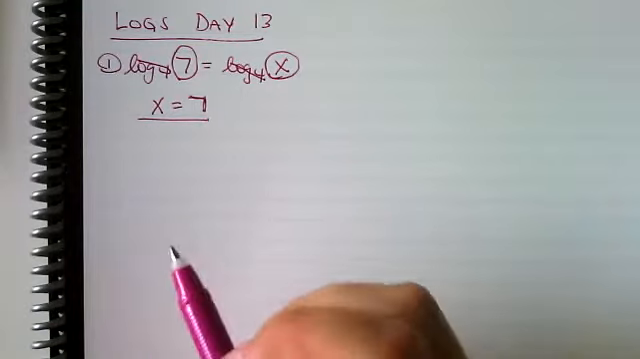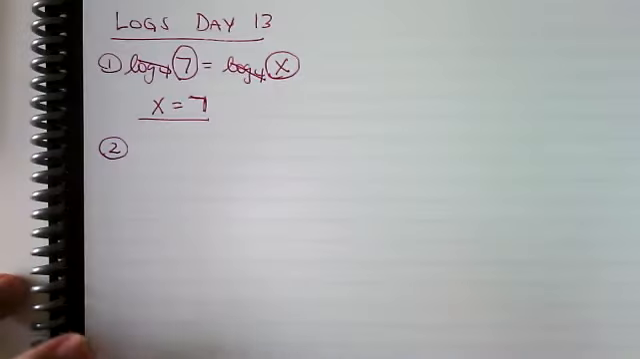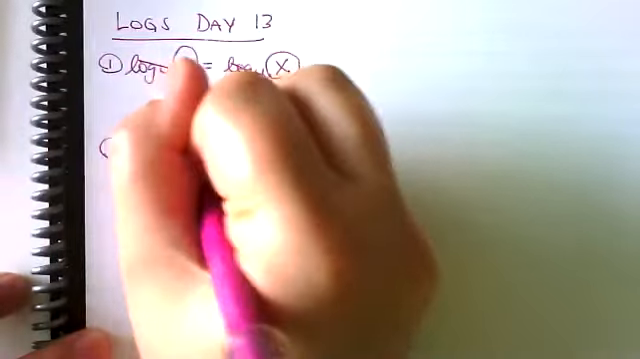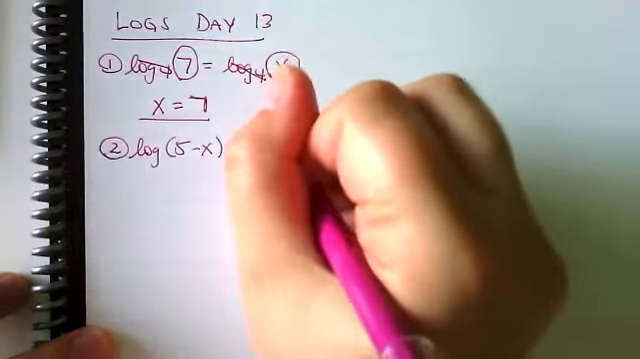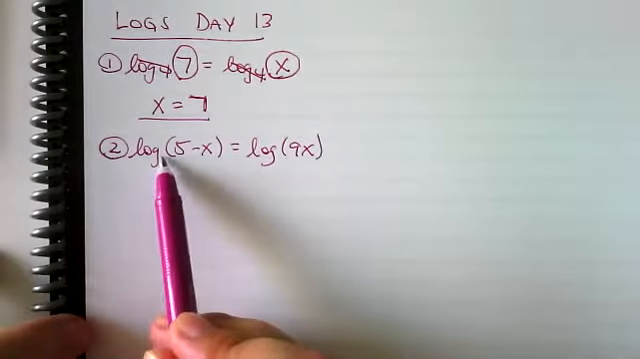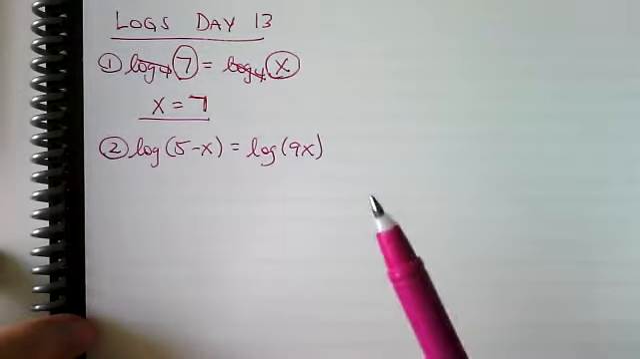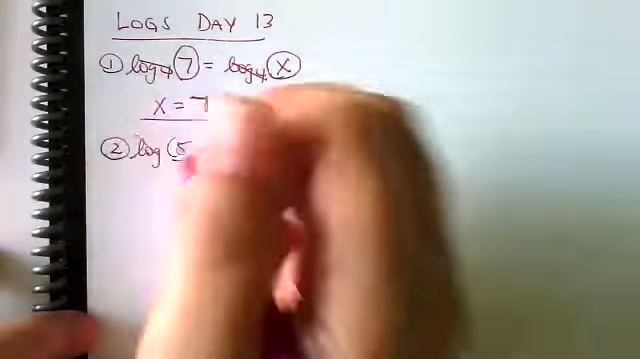Okay, so for question number 2, we've got log of 5 minus x equals log of 9x. Again, check that your bases are the same. These don't have bases, which means that the base is 10 because we don't have to write that. So they are the same. I get rid of them. I take whatever is in the parentheses and I set those equal to each other.